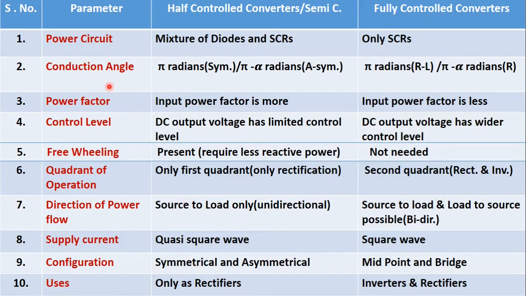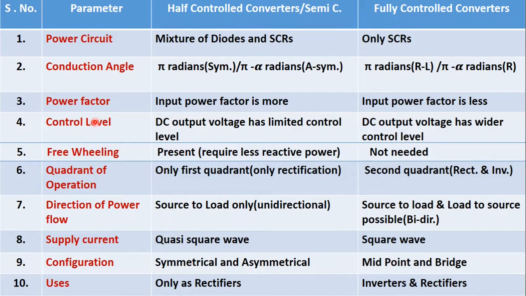Second one is conduction angle. Half controlled converters conduct the current for pi radians if it is a symmetrical configuration of semi-converter, and if it is an asymmetrical configuration of semi-converter, then this type of semi-converter will conduct current for pi minus alpha radians, where alpha is called the firing angle or delay angle, at which the SCR is triggered. And fully controlled converters conduct current for pi radians if we are using the RL load, and conduct current for pi minus alpha radians if we are using only resistive load. Here also alpha is the firing angle of the SCR.